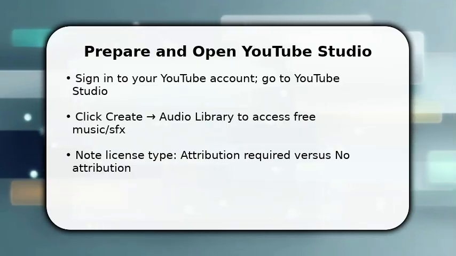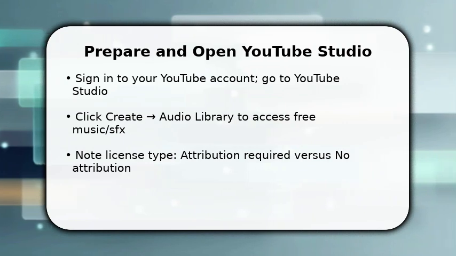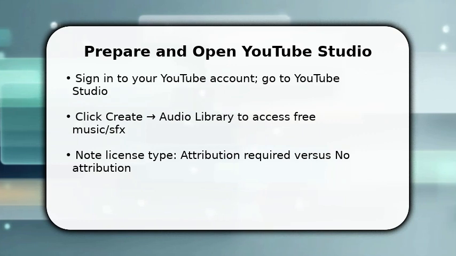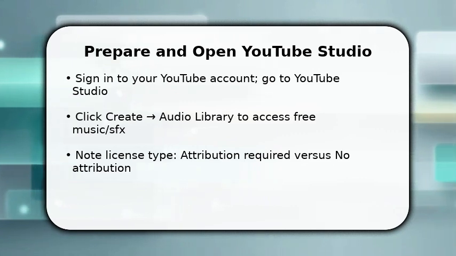You start by signing into your YouTube account and opening YouTube Studio. This gets you into the creator environment where the audio library lives. Once in, click Create and choose Audio Library so you can browse music and sound effects immediately. Make sure to check the license column because it tells you whether attribution is required versus free use. This matters for video descriptions.